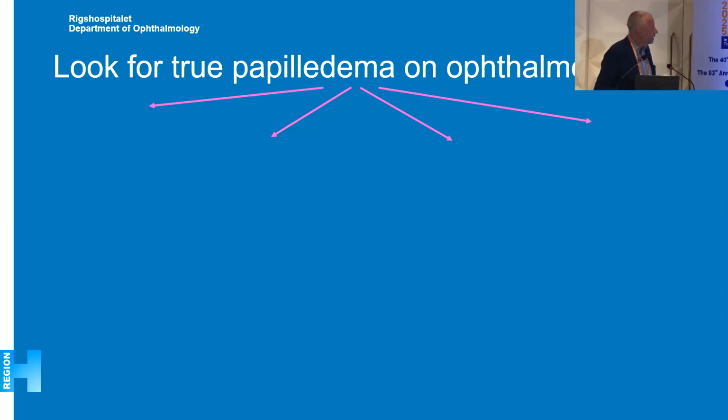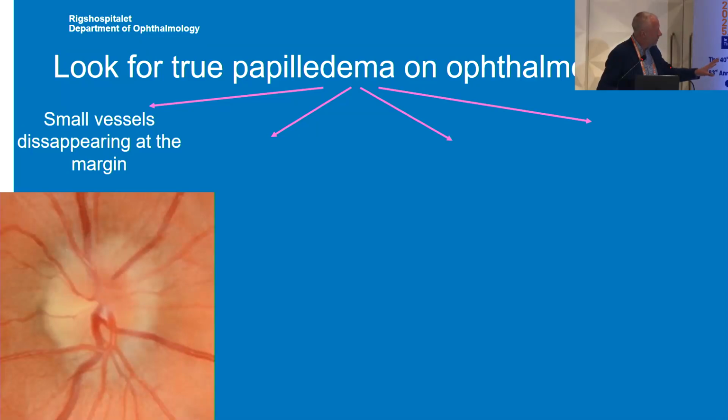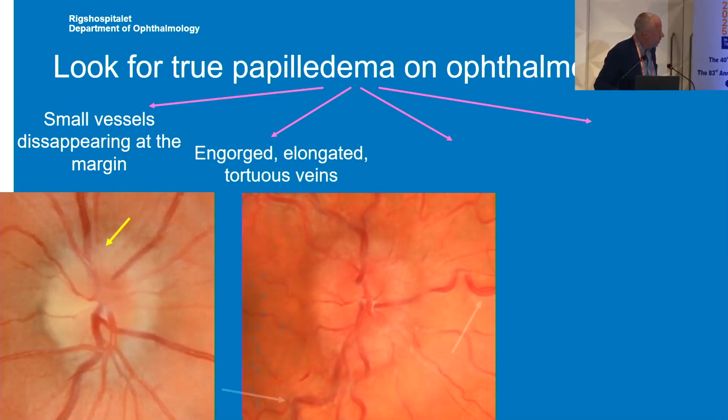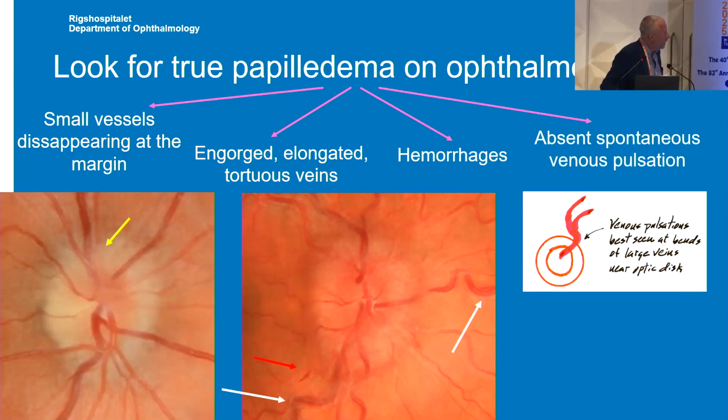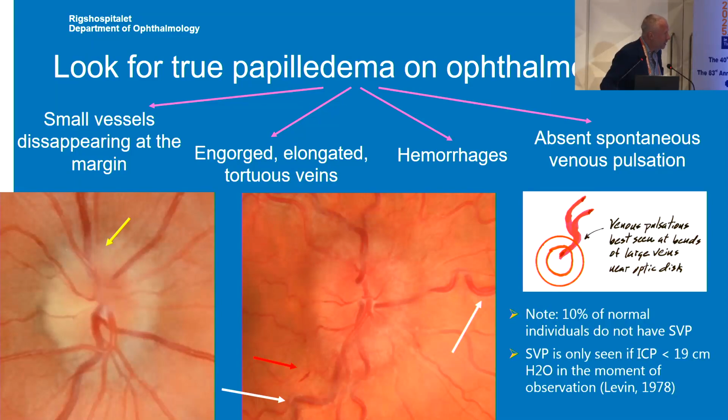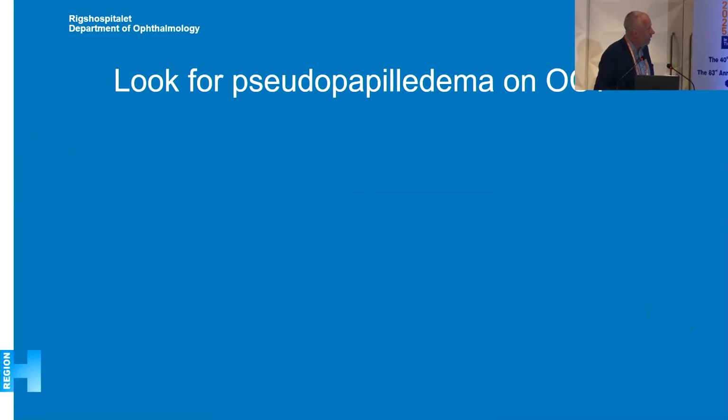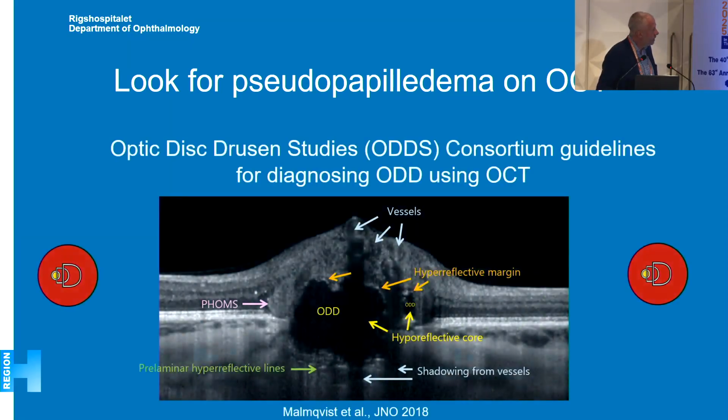We'll get to that. So the classic ways of looking for true papilledema on ophthalmoscopy: the small vessels disappearing at the margin, the engorged, elongated, tortuous veins, the hemorrhages, and the absence of spontaneous venous pulsation. Here it is important to note that 10% of normal individuals do not have spontaneous venous pulsations. But if you see it, you know that the pressure inside the brain is below 19 centimeters of water, which is very reassuring. So how do we look for pseudopapilledema on OCT?